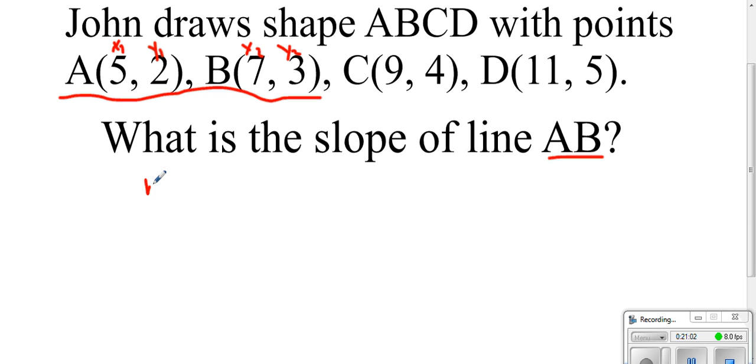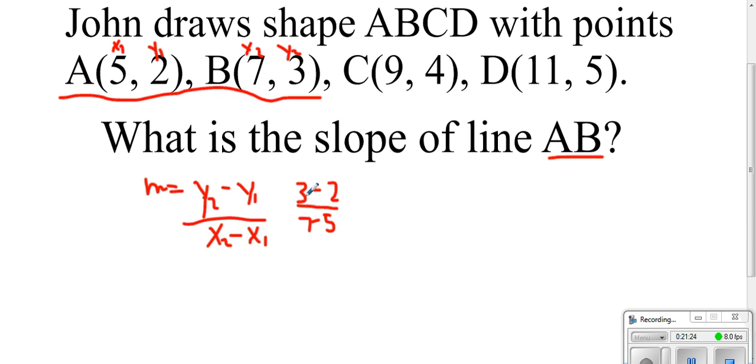So you have m equals y2 minus y1 over x2 minus x1. So according to my labels that I put up top, it's 3 minus 2. Nice and easy. x2, which is 7, minus 5. Yeah, 3 minus 2 is 1. 7 minus 5 is 2. And the slope is 1/2.